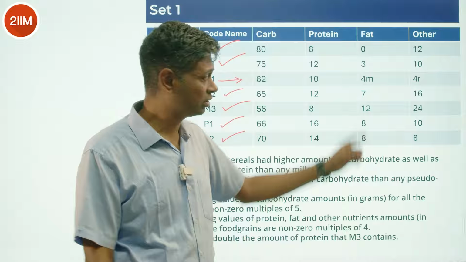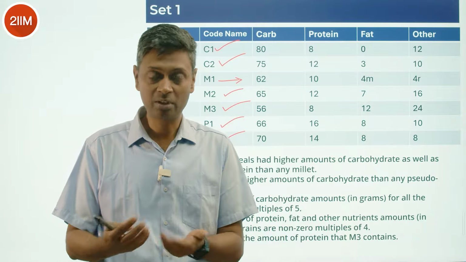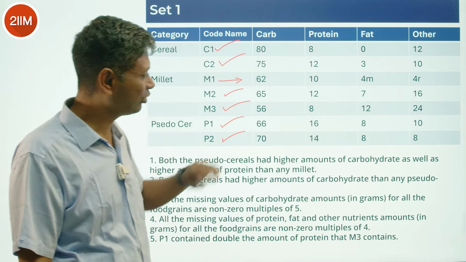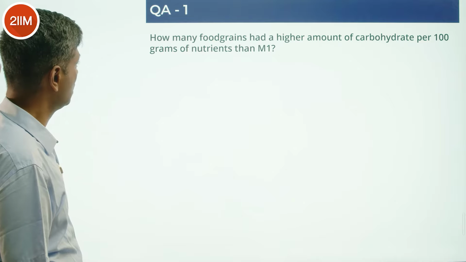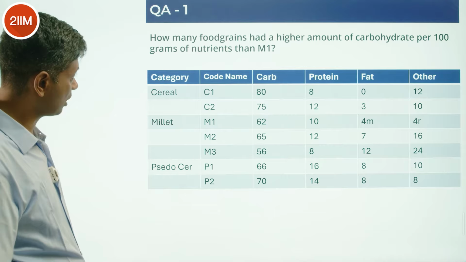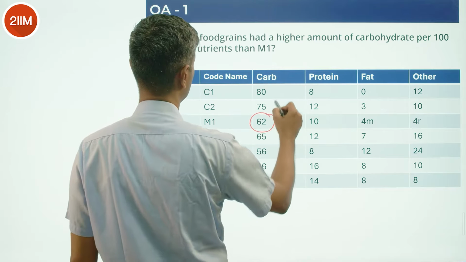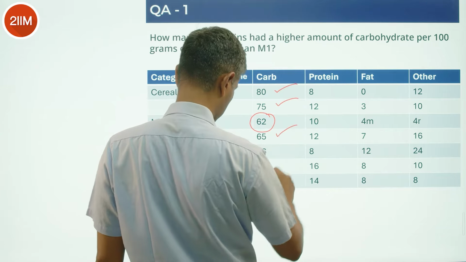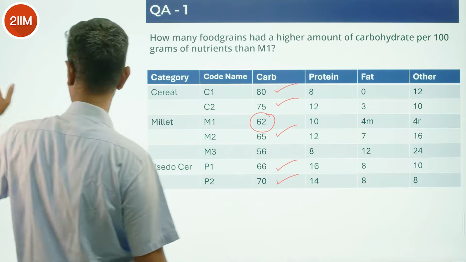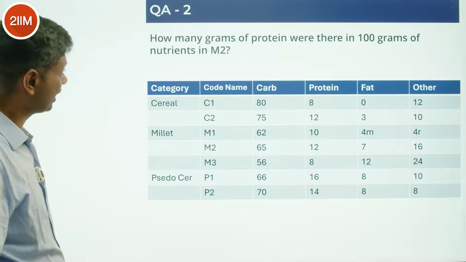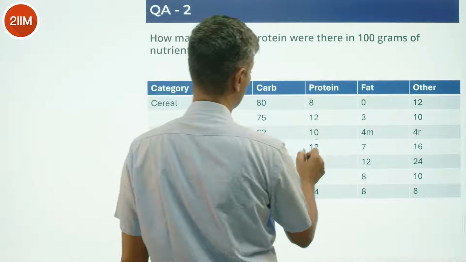That doesn't unlock this. Maybe we won't need to unlock it. Maybe we will have something else in the questions. Maybe we won't have to care about it. Coming to this point, I'm very happy to attack the questions. How many food grains had a higher amount of carbohydrate per 100 grams of nutrient than M1? M1 is 62. This is higher, this is higher, this is higher, this is higher, this is higher. 1, 2, 3, 4, 5. How many grams of protein were there in 100 grams of M2? 100 grams of M2 protein is 12 grams.